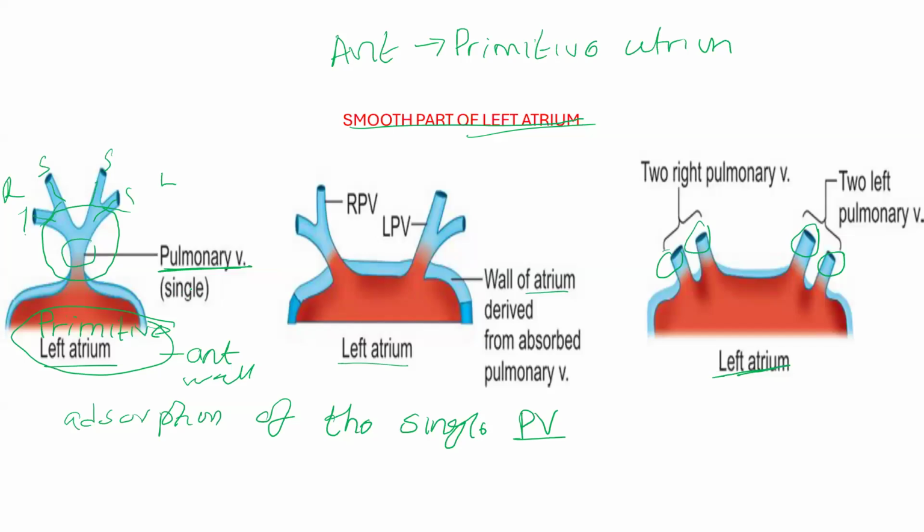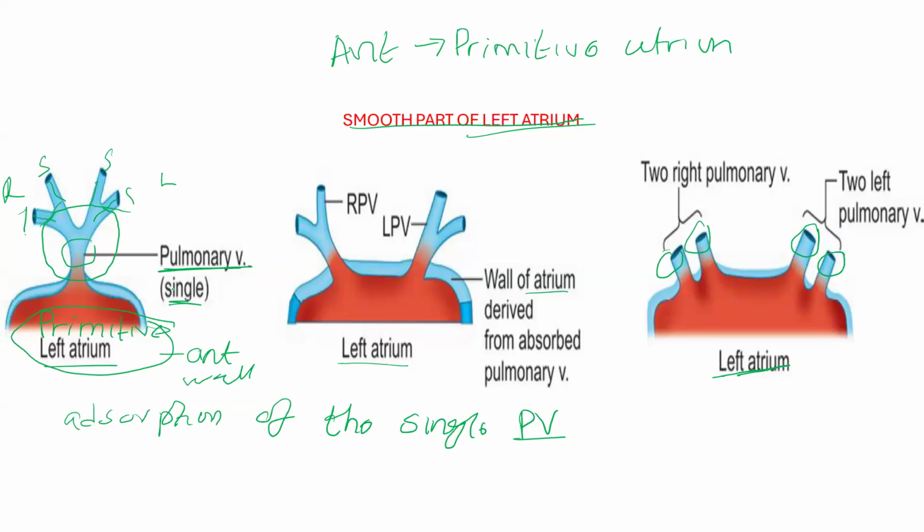The same as the oblique sinus is due to absorption of the oblique sinus. Smooth part of the left atrium from the pulmonary vein? Yes, from the single pulmonary vein. Please, we will point to the smooth part of the left atrium so that you tell us the right horn of the sinus venosus, and I mark it wrong.